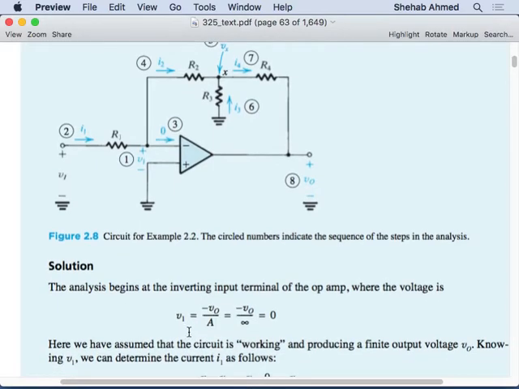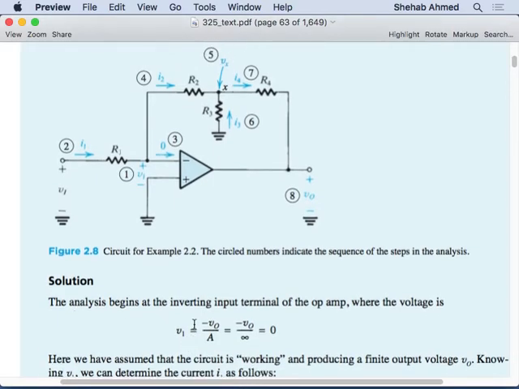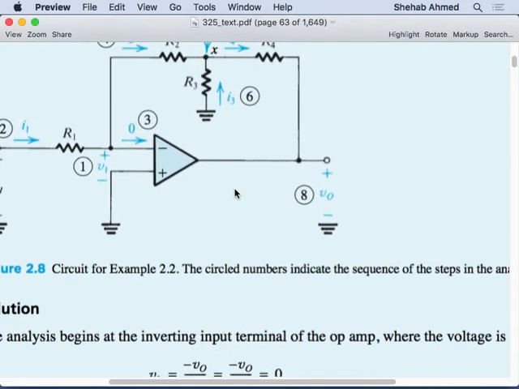This is V1. Where? Yeah, this is Vi. Sorry, if I zoom in, maybe it helps.